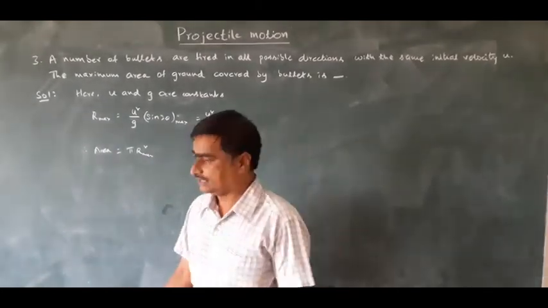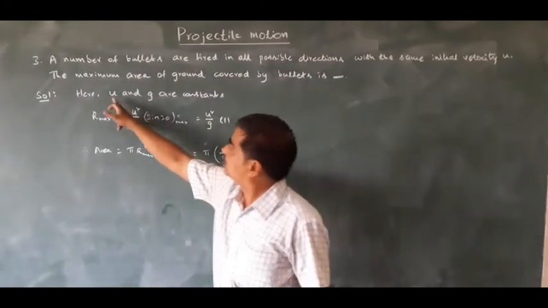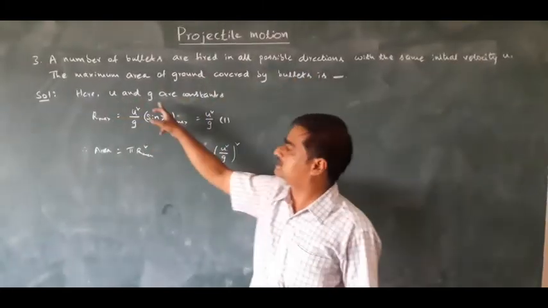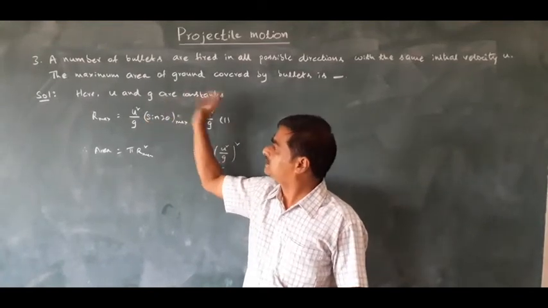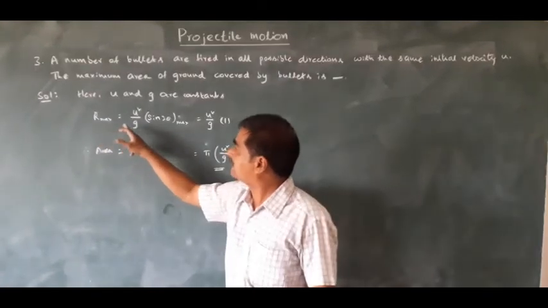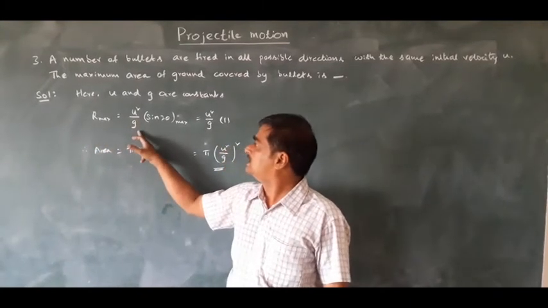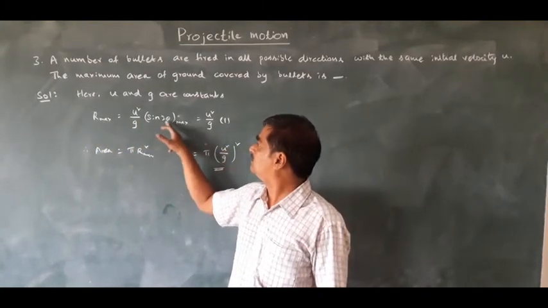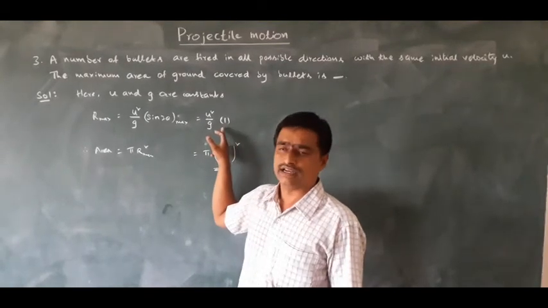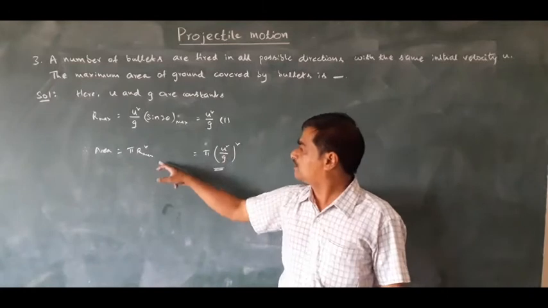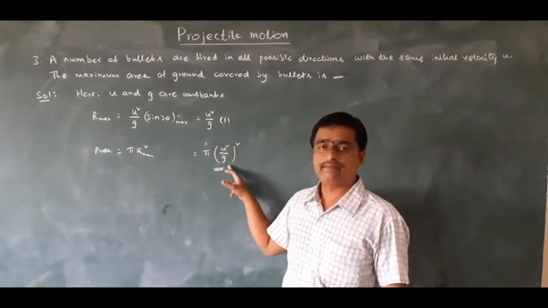Okay, that is, see, here u and g are constant. So, initial velocity is constant, and g at a place is going to be constant. Then, maximum we have to calculate for range, maximum u square by g into sin 2 theta. Sin 2 theta maximum is 1. Therefore, area is equal to pi into our maximum range square, pi into u square by g whole square.